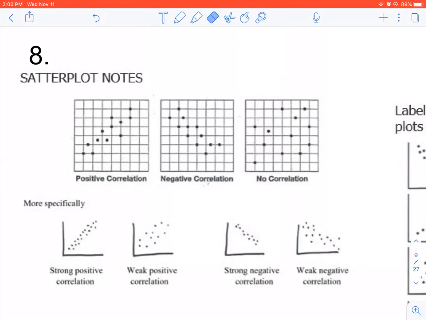This is number 8 on Schoology. We're going to be talking about whether or not scatter plots have positive, negative, strong, and weak correlations.